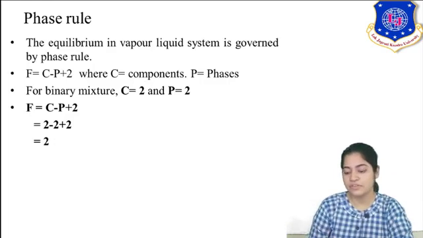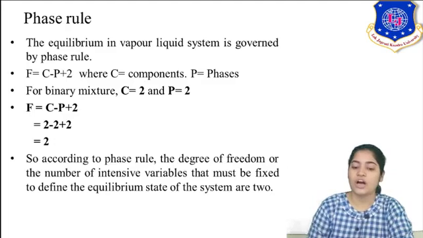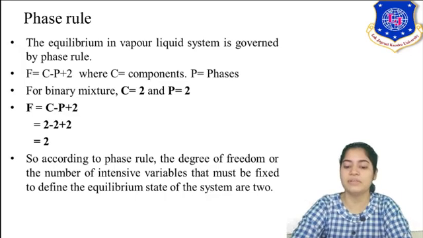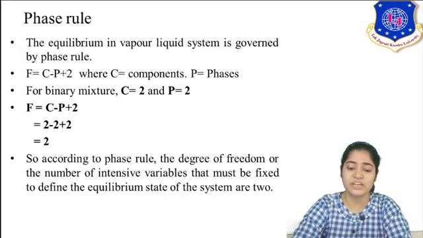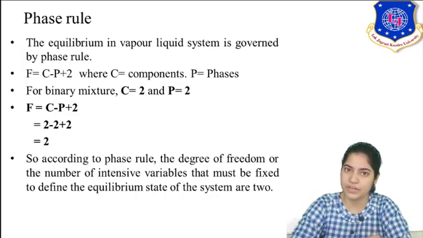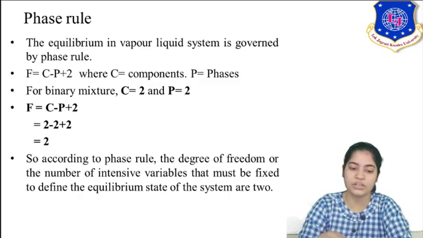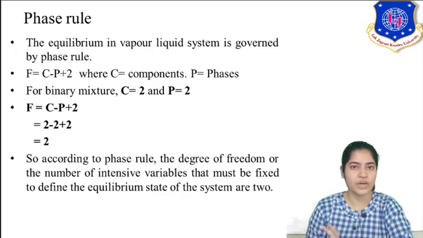Now what is the significance of it? According to the phase rule, the degree of freedom, or the number of intensive variables that must be fixed to define the equilibrium state of the system, is 2. Intensive means independent of mass. So what are the variables that you have to fix? They are needed to define the equilibrium state of the system. From solving the phase rule equation you get 2. It means you have to fix at least 2 of the intensive variables.